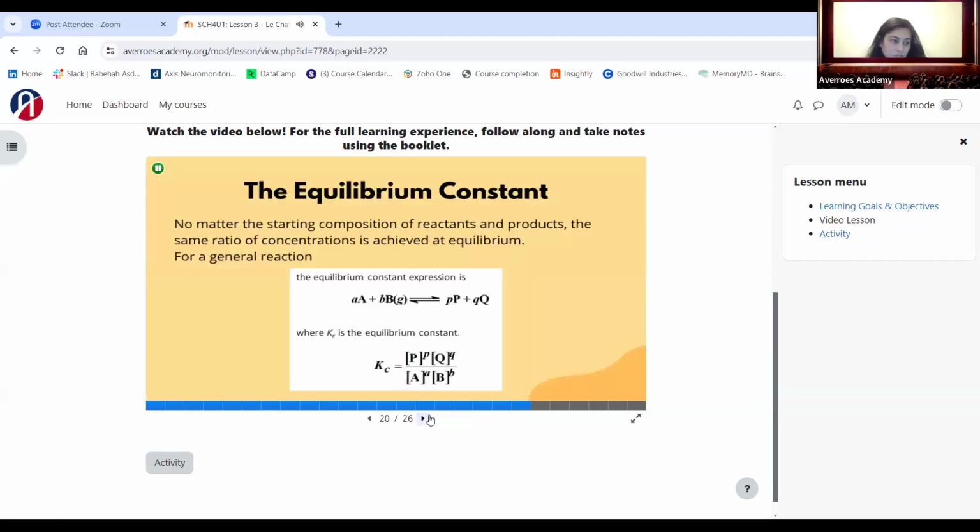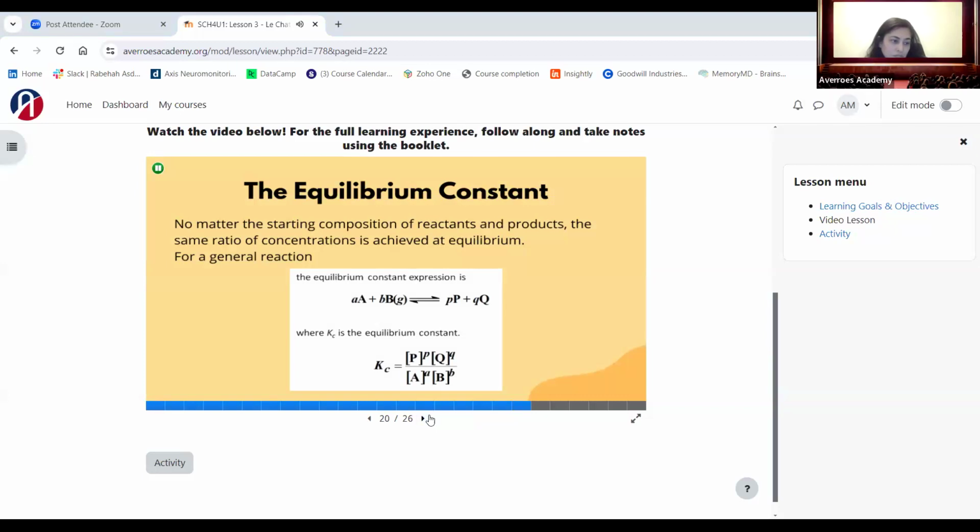So here's that slide I was referring to for how you know what your equilibrium constant formula, your K formula, is going to be when you have a chemical reaction. And so no matter the starting composition of reactants and products, the same ratio of concentrations is achieved at equilibrium.